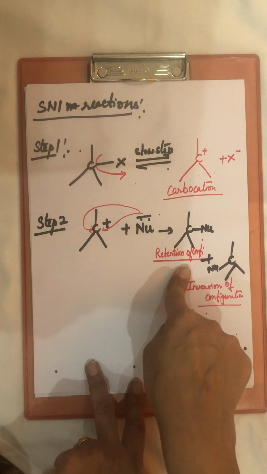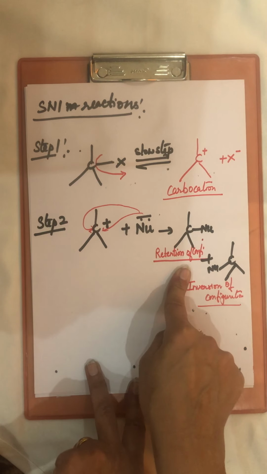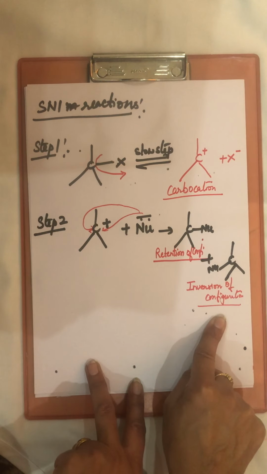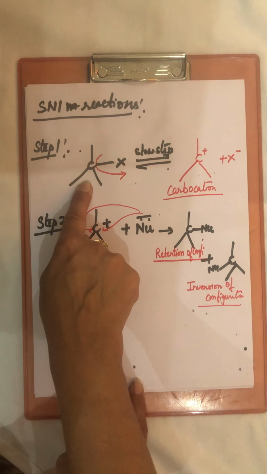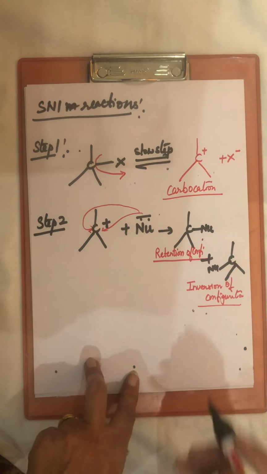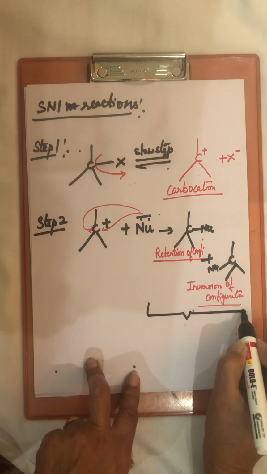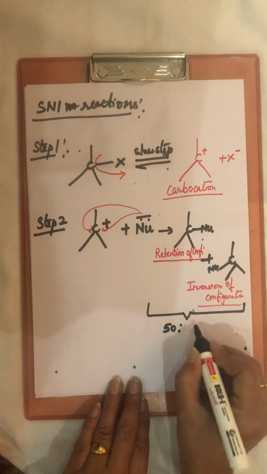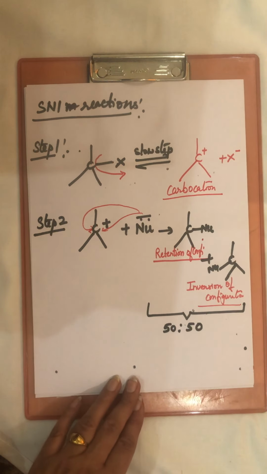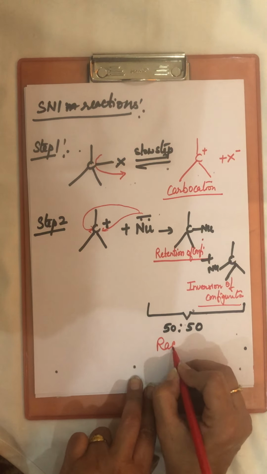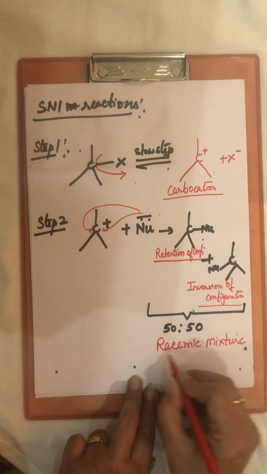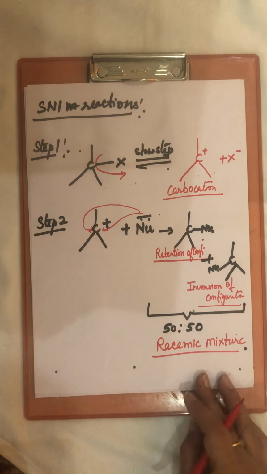So in one case, we are getting the product with retention of configuration, that is similar to that of the reactant. And in the other case, the product formed is with inversion of configuration, just opposite to that of the reactant. And in case the two products formed here are in equimolar amounts, in 50:50 ratio, then this product is known as racemic mixture. This is the mechanism of SN1 reactions.